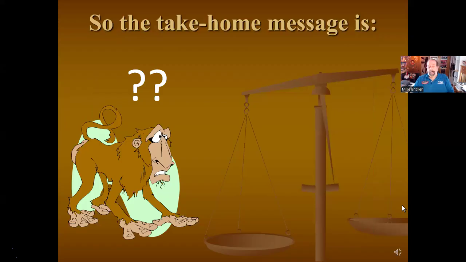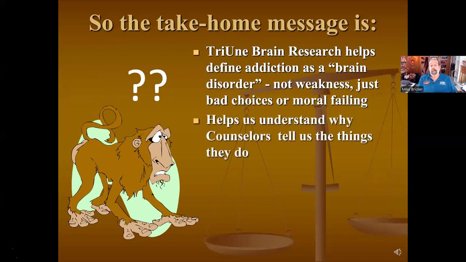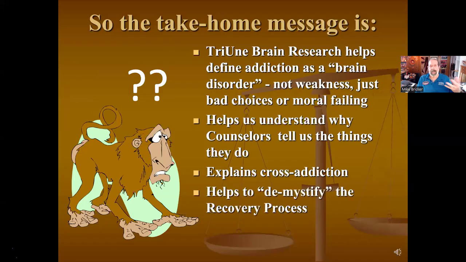So, bringing this all home, what's the take-home message? Hopefully, Triune Brain research, this three parts of the brain stuff, will help you understand addiction as a brain disorder. It's not weakness, it's not bad choices or moral failings. Hopefully, it'll help you understand why your counselors tell you the things that they do. It explains cross addiction, why you can't solve one addiction by starting another one. Doesn't work. When you say it out loud, it's like, huh?